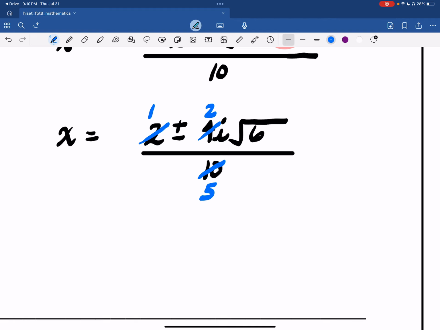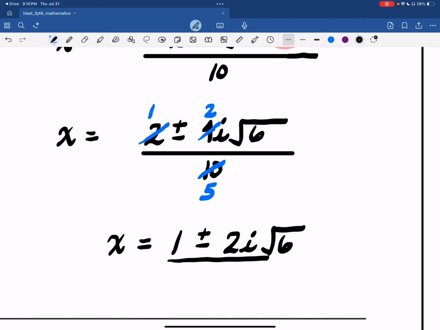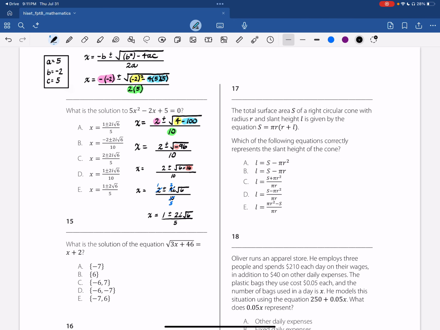And this is the final answer, finally. We have x equals 1 plus or minus 2 imaginary, because we had the negative under there, square root of 6 over 5. And that's the answer you're looking for. And it's A as in alpha.